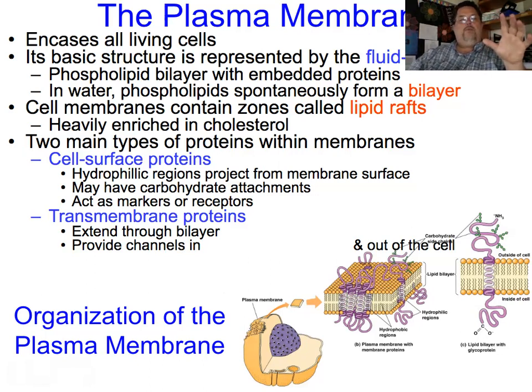So that's what those proteins are. They're like channels that allow things to enter and exit the cell. Cell membranes, or plasma membranes, surround the nucleus. They surround all these different organelles. They all have this basic structure.